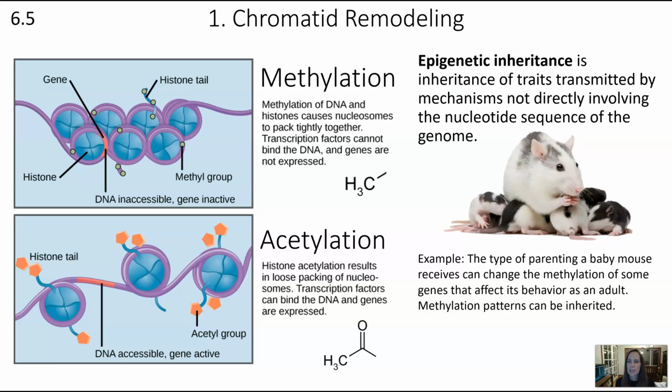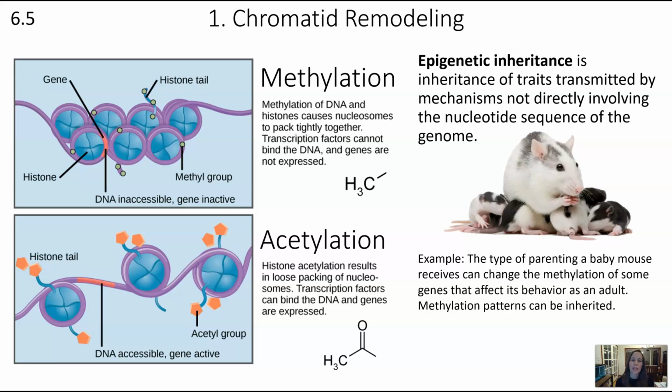Epigenetic inheritance is the inheritance of traits transmitted by mechanisms that are not directly involving the nucleotide sequence of the genome. So traits can still be transmitted from parent to offspring, but not in terms of the nucleotide sequence. Instead, we can get information in terms of the wrapping process.